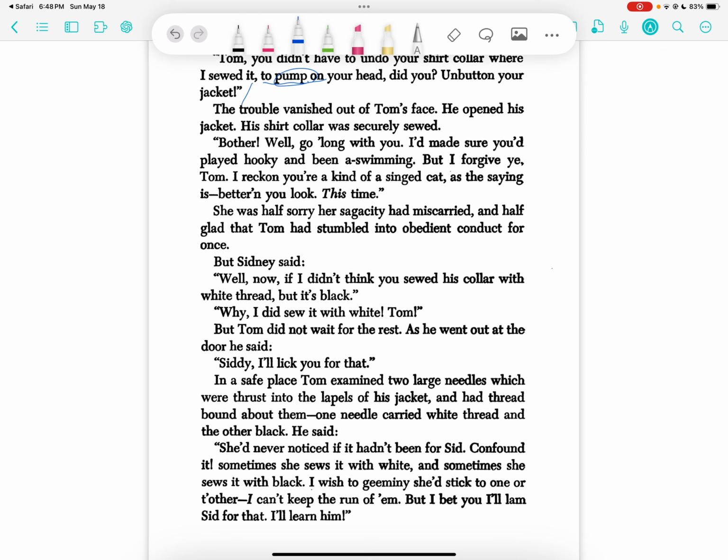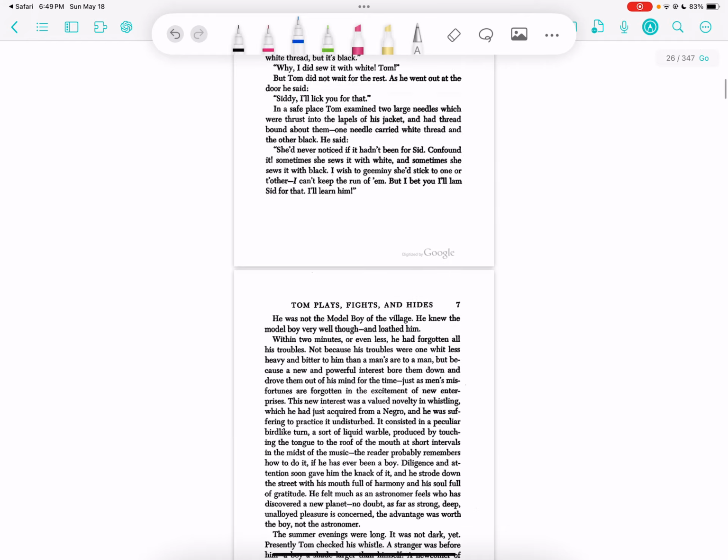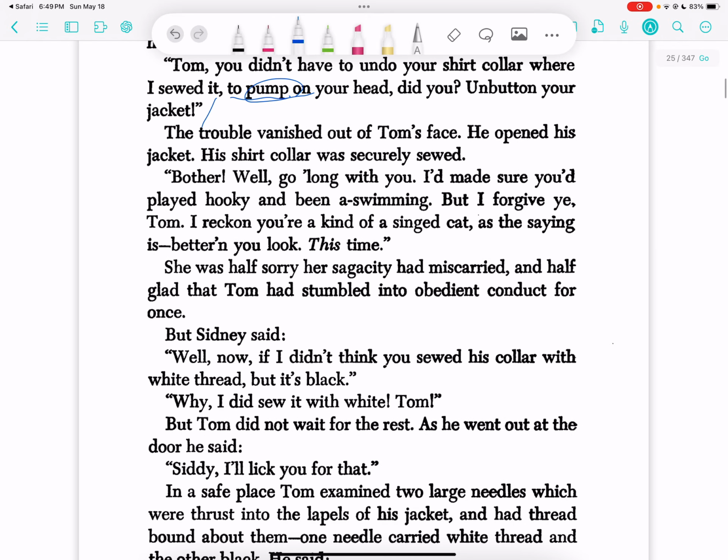The trouble vanished out of Tom's face. He opened his jacket. His shirt collar was securely sewed. "Bother, well, go 'long with you. I'd made sure you'd played hooky and been a-swimming. But I forgive ye, Tom. I reckon you're a kind of a singed cat, as the saying is, better'n you look this time." So she's like, you're actually better than you look. You didn't actually go swimming, which I told you not to do.